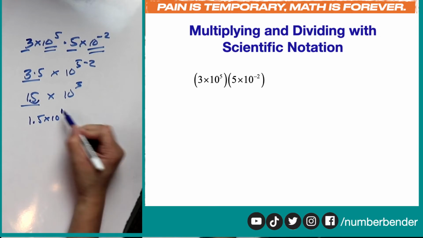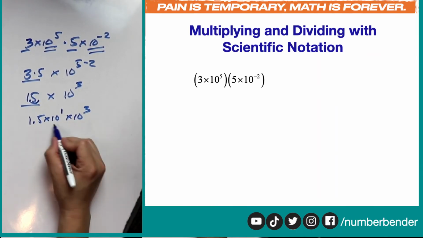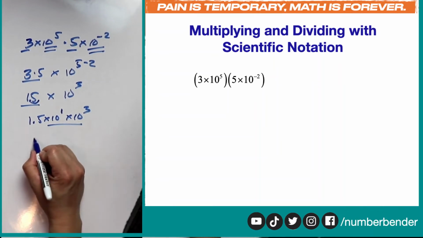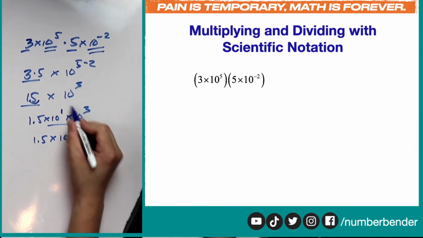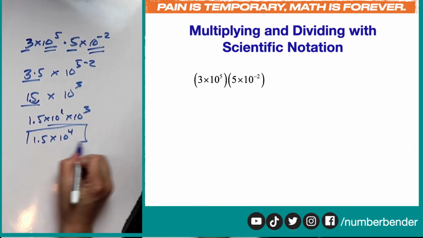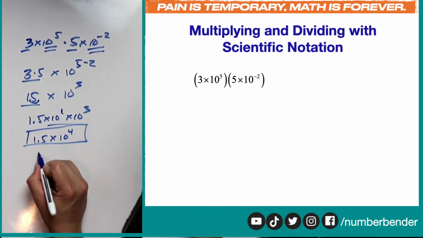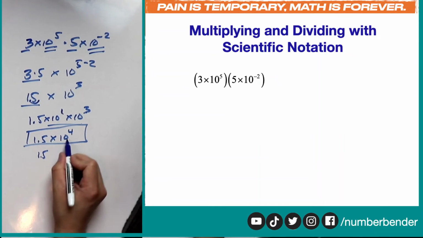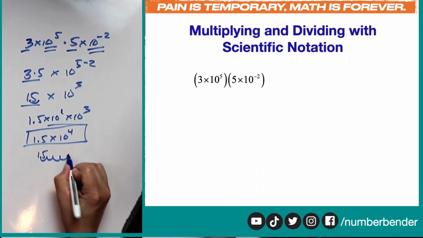So this one is a positive 1 times 10 to the 3. And that means we're going to simplify it as 1.5 times 10 to the positive 4, because 1 plus 3 is equal to 4. And now we have its scientific form. And if we want to change it into its standard form, we can easily do that, because 1.5 times 10 to the 4 is 1, 2, 3, 4.